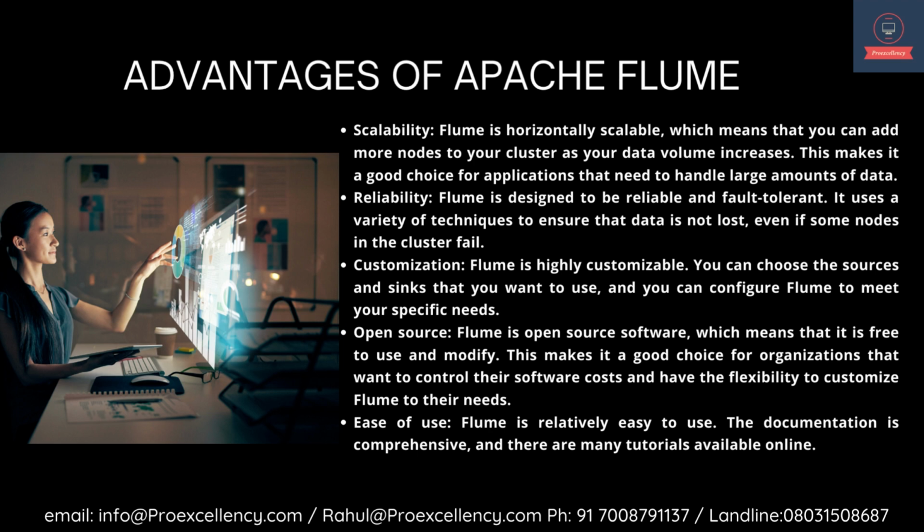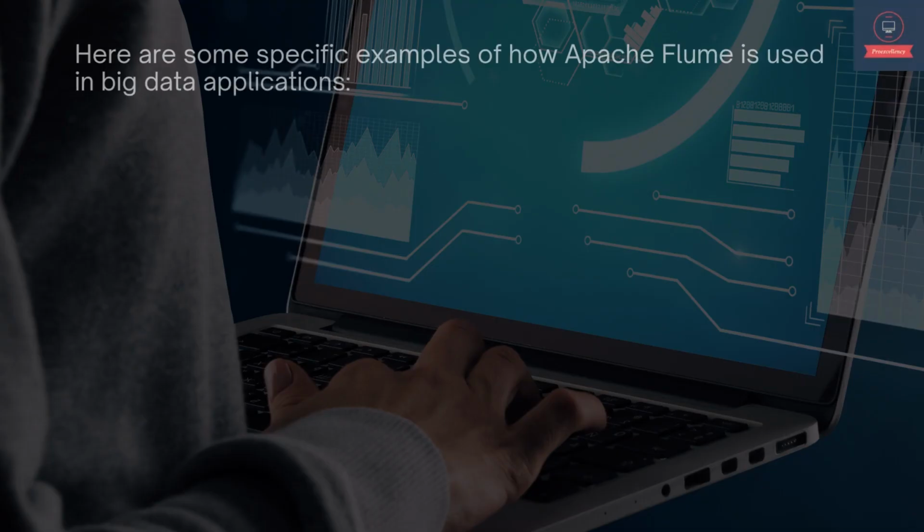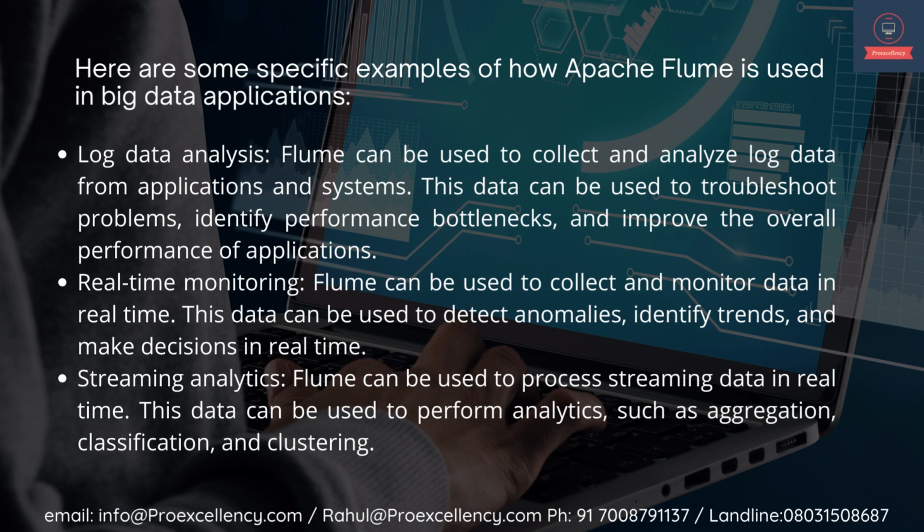Ease of use. Flume is relatively easy to use. The documentation is comprehensive, and there are many tutorials available online. Here are some specific examples of how Apache Flume is used in big data applications. Log data analysis. Flume can be used to collect and analyze log data from applications and systems. This data can be used to troubleshoot problems, identify performance bottlenecks, and improve the overall performance of applications.